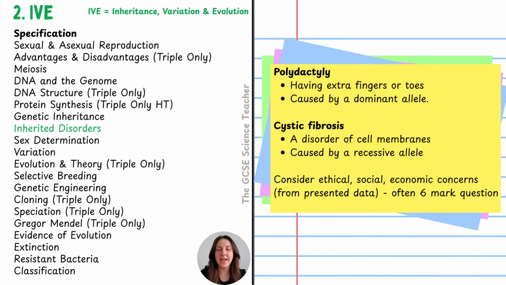Polydactyly. This is when a person has extra fingers or toes, and it's caused by a dominant allele. Cystic fibrosis is a genetic disorder that affects cell membranes, and it's caused by a recessive allele.